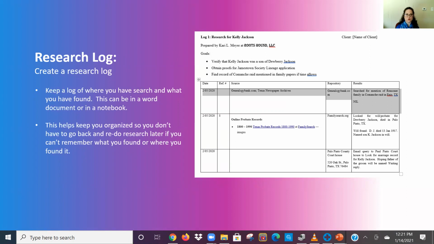This just helps keep you organized, helps you to remember where you looked so that you don't have to go back later and, oh my gosh, I know I found that. Now, where was it? And oh shoot, I forgot to write down which book I got that out of. And then you have to go back and redo things. So it just saves you time and helps keep you organized.